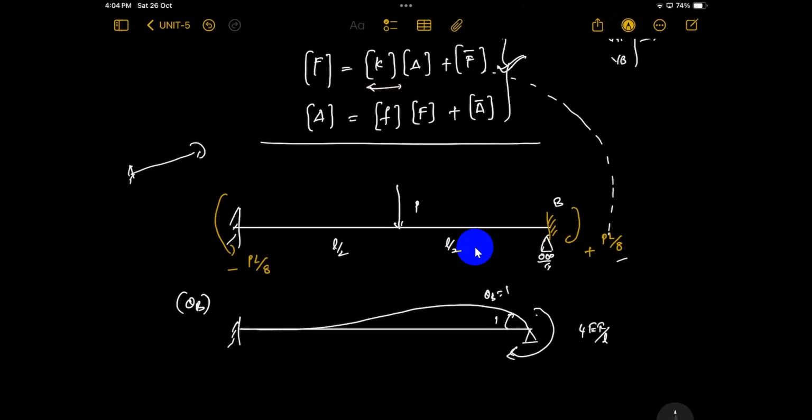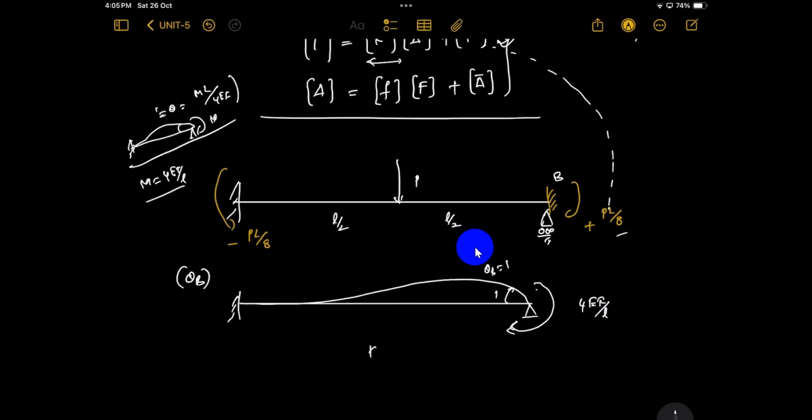If you apply moment M, you will get theta is what? Theta equals ML by 4EI. You know it. So if theta is 1, what is M? M is 4EI by L. You know it. Okay, so that's it.